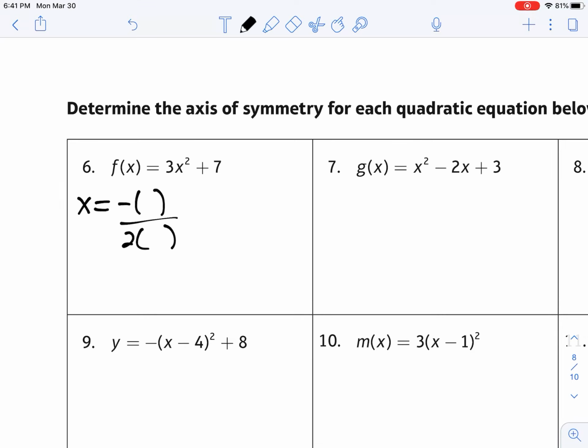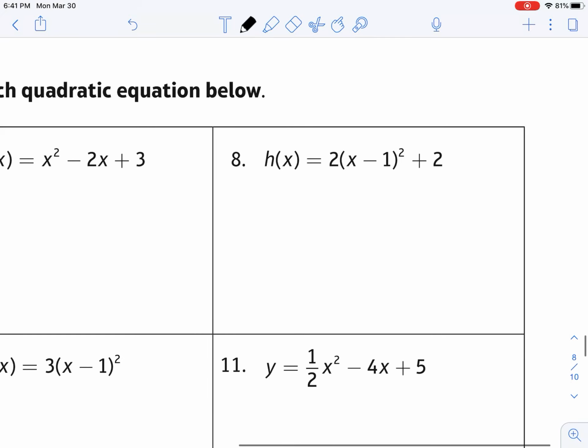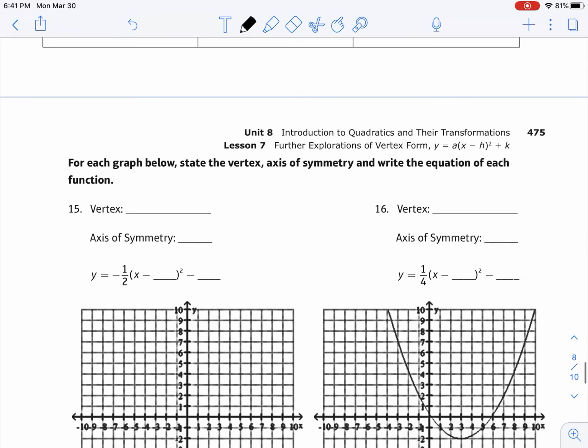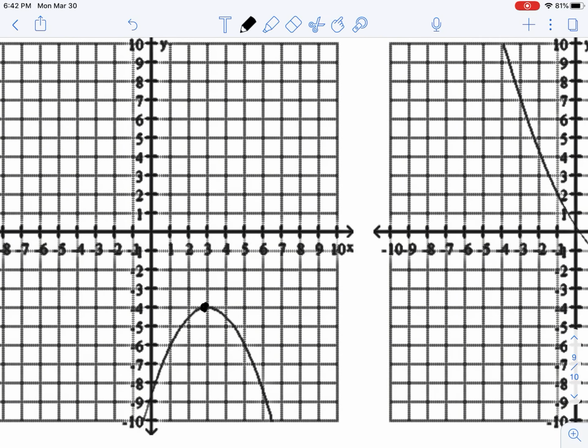You would use this formula for number 6, 7. For number 8, because it's in vertex form, you know the x value is your axis of symmetry. So just be aware of those things. You guys are going to complete 6 through 16. For numbers 15 and 16, for each graph below, state the vertex, axis of symmetry, and write the equation of each function. So you're just going to list the vertex, and the axis of symmetry is at x equals 3.